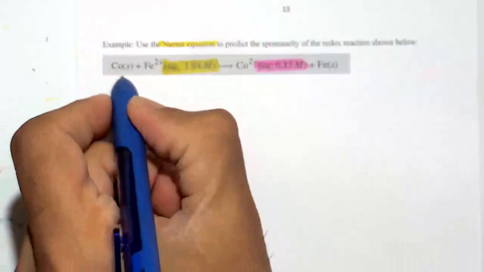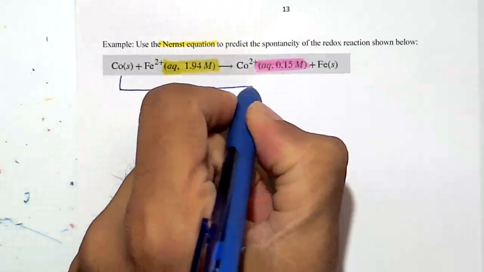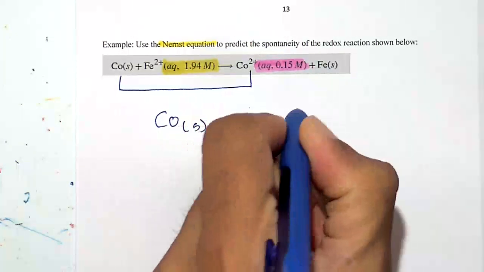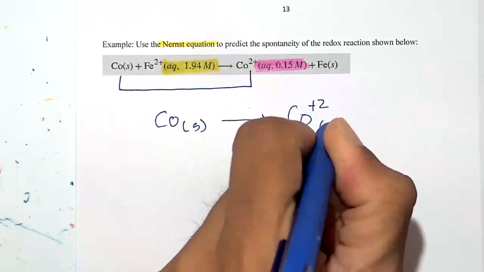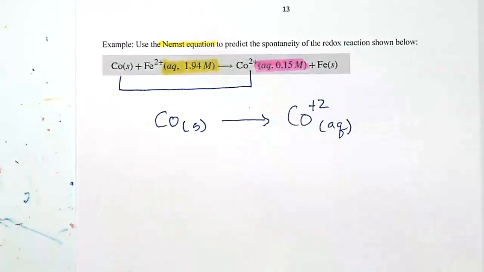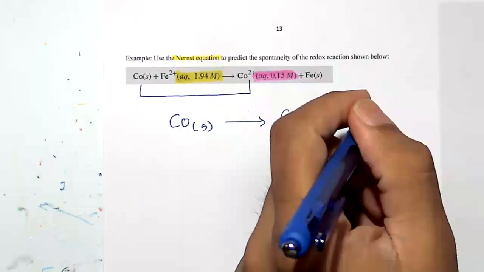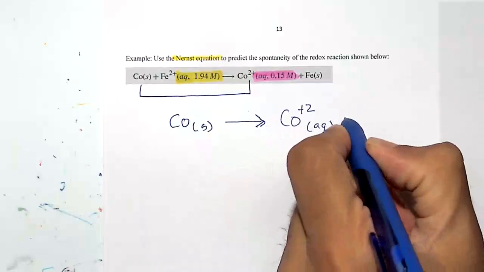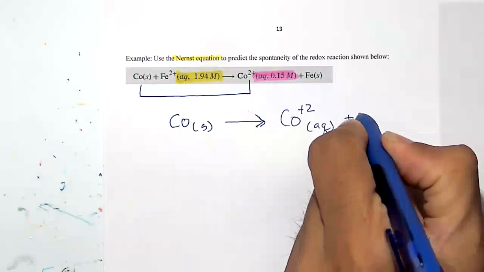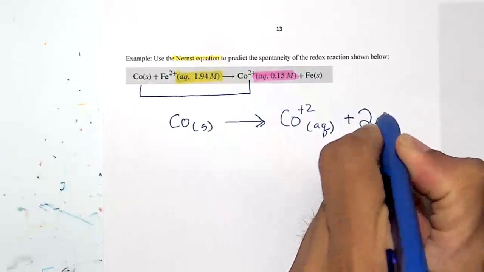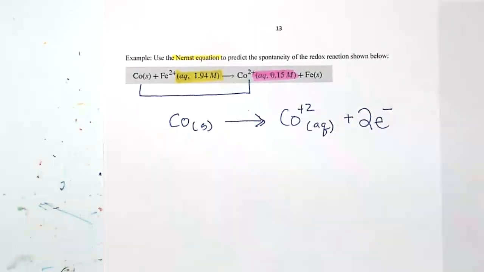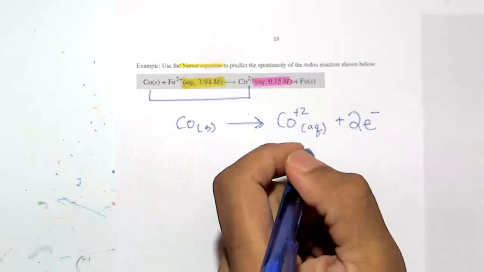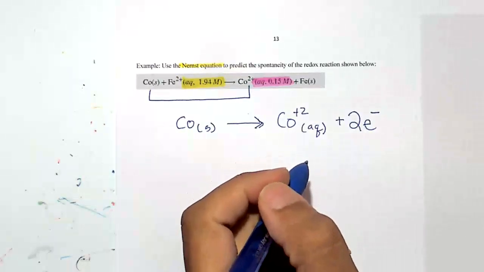First things first, in the blue, I'll have cobalt go to cobalt plus 2. How many electrons and where do we put the electrons? It's going to be 2 electrons on the product side. Does everybody see that? Okay, everyone get that? I see some nods. Very good.